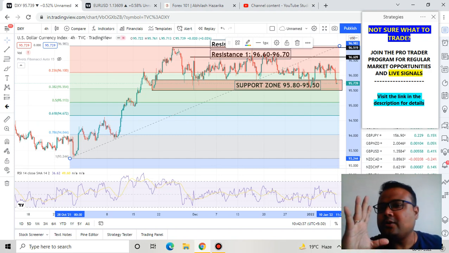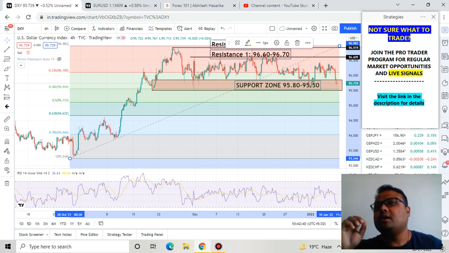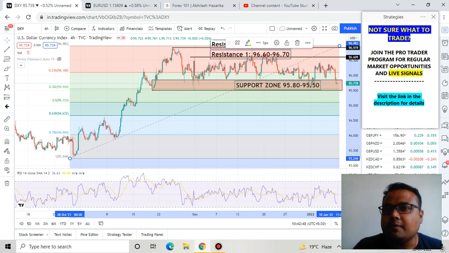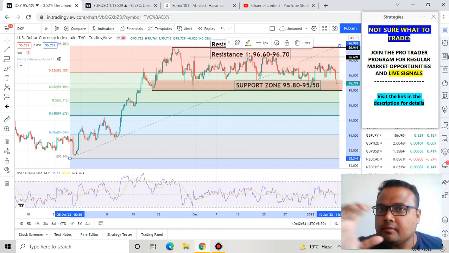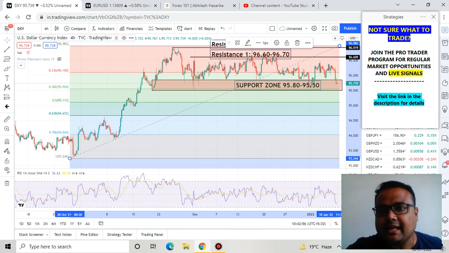Okay, so let's try to understand the dollar first, because if you want to make some money on pairs like Euro USD, GBP USD, Gold USD, then you must know what is going on in the chart of dollar. You must understand the body language of the US dollar's chart. Dollar after the NFP witnessed heavy selling and right now is standing at the support.